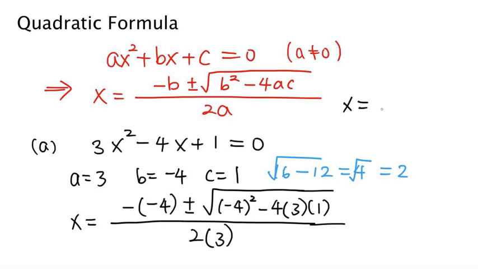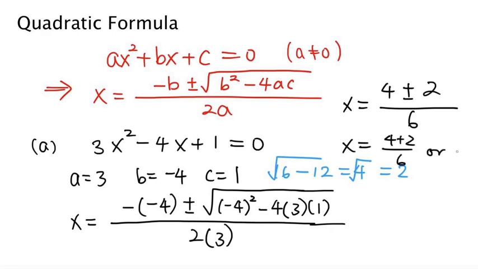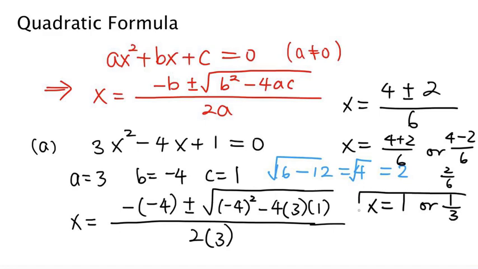So x equals positive 4 plus or minus the radical, which is 2, over 2 times 3, which is 6. So then x is either 4 plus 2 over 6 or 4 minus 2 over 6. So x is either 6 over 6, which is 1, or 4 minus 2, which is 2 over 6, which is 1 over 3. So here we have got the solutions.